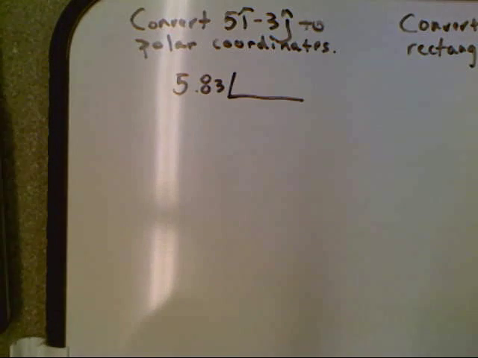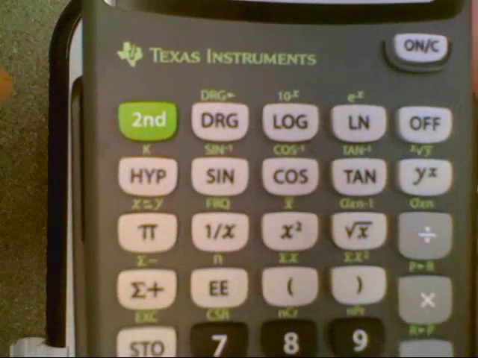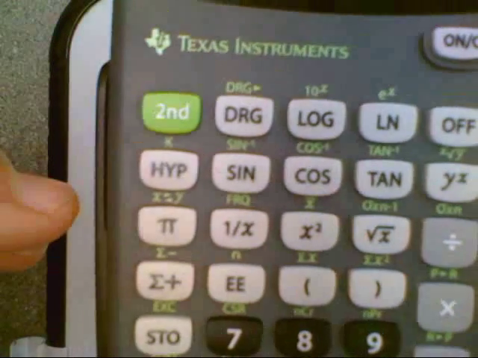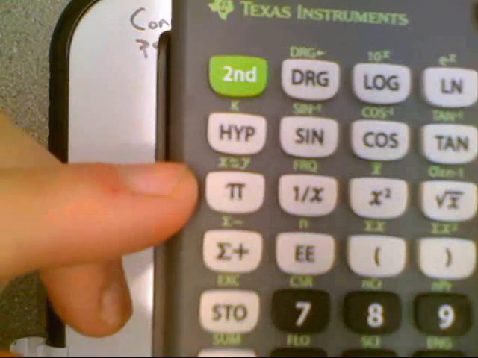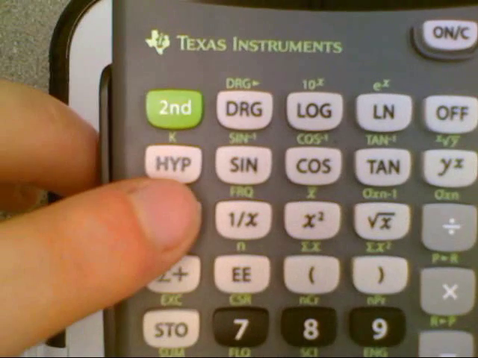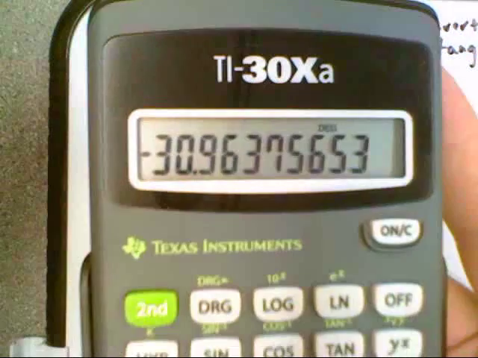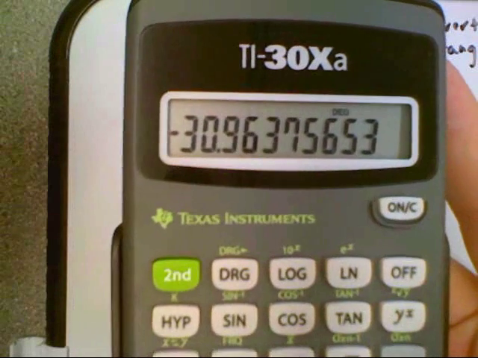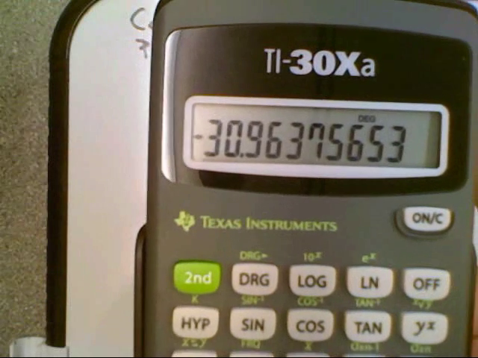Then, to get the angle of your polar coordinate, you want to hit the second button again, and then the X to Y and Y to X button. So second, X to Y, and that gives you the angle. Now they give it to you as -30 and 96/100 approximately.